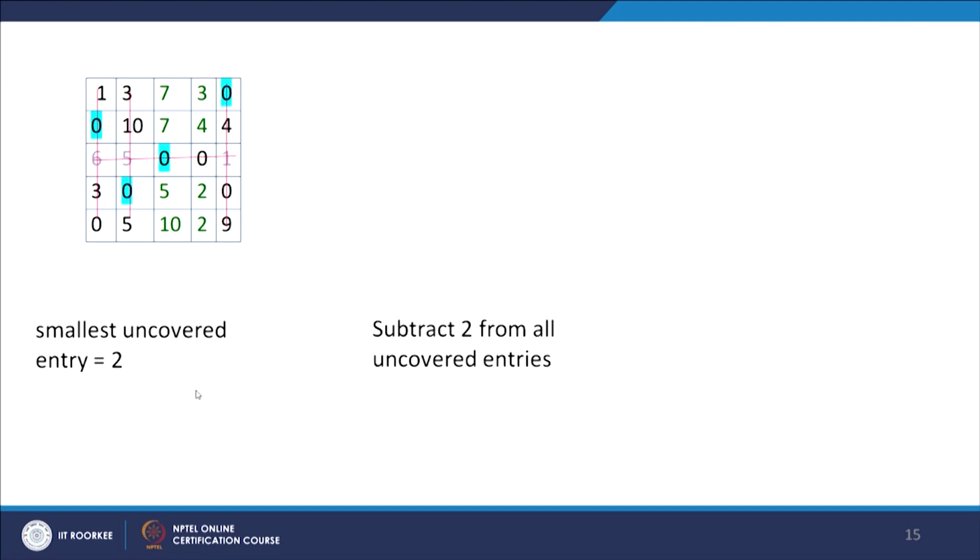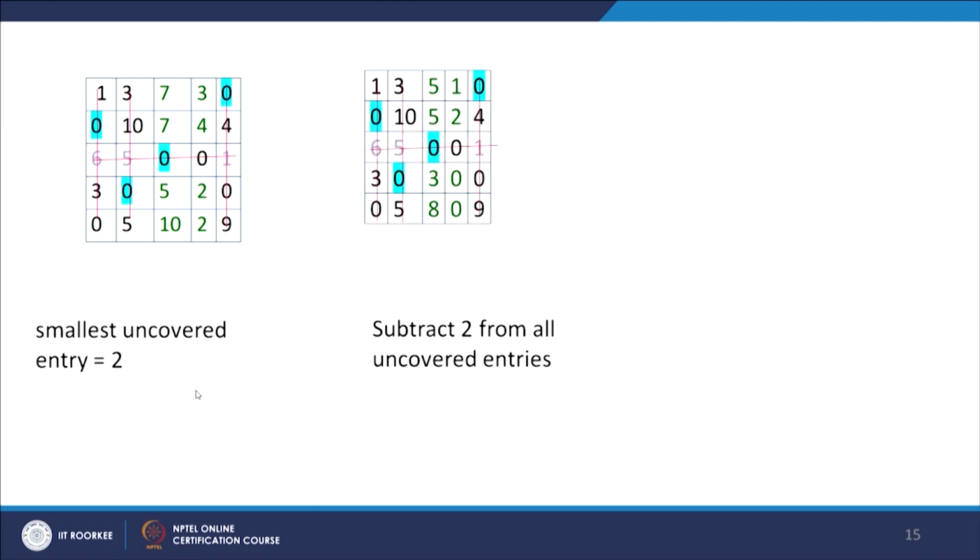So, what we are going to do is subtract 2 from all the uncovered entries, and once you do this, this is what you get. 7 minus 2 is 5, 3 minus 2 is 1, 7 minus 2 is 5, 4 minus 2 is 2, 5 minus 2 is 3, 2 minus 2 is 0, 10 minus 2 is 8 and 0 minus 0 is 0. So, 2 has been subtracted from all the uncovered entries.